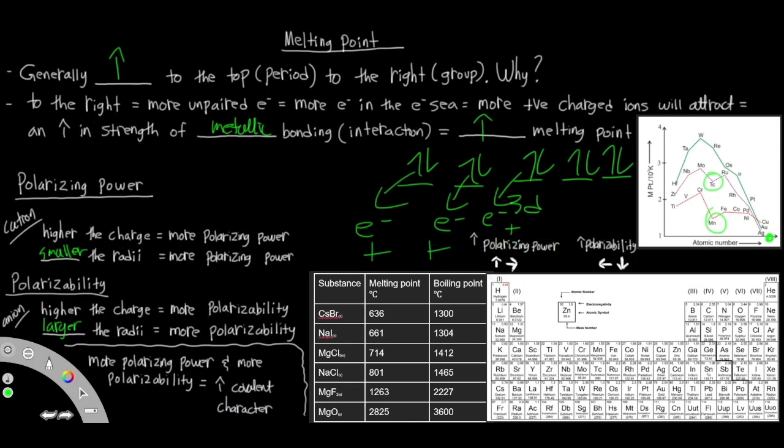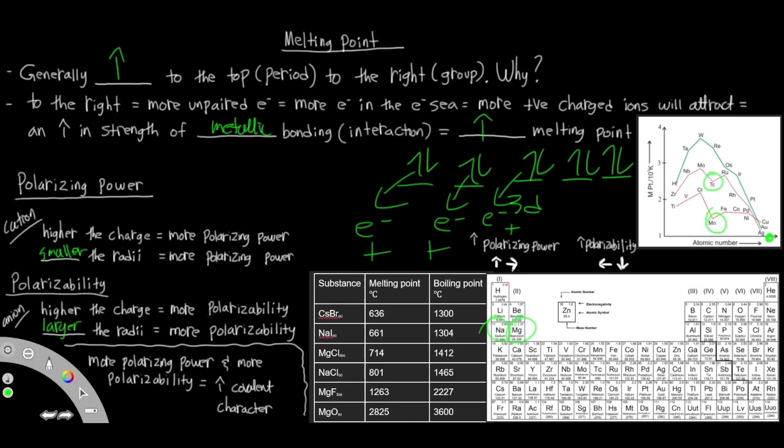So this is a chart of a trend. Increasing polarizing power is to the top and to the right. Increasing polarizability is to the left and to the bottom. If we look at this example here, MgCl and NaCl, let's compare. Mg compared to Na. Mg is over here, Na is over here. Mg is a little bit more to the right, so it's going to have more polarizing power. Then we have Cl and Cl, that's constant, so that's not going to change.